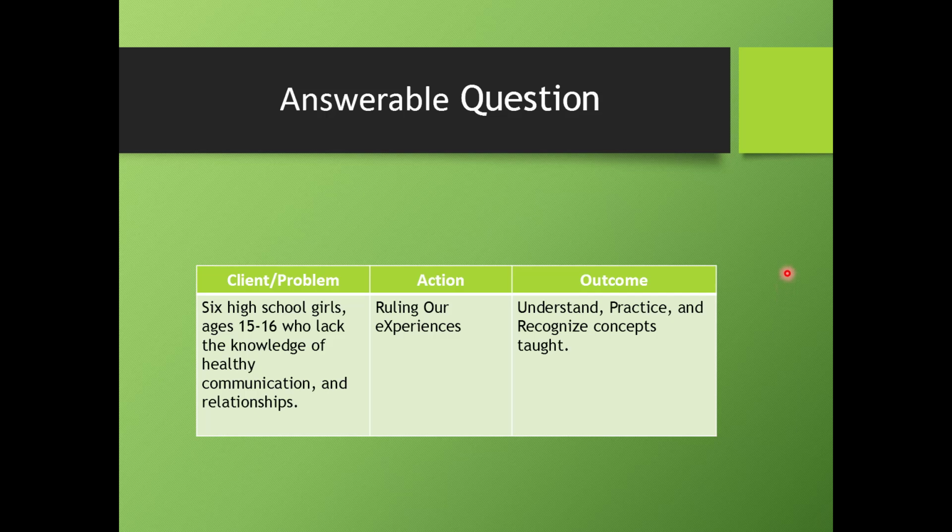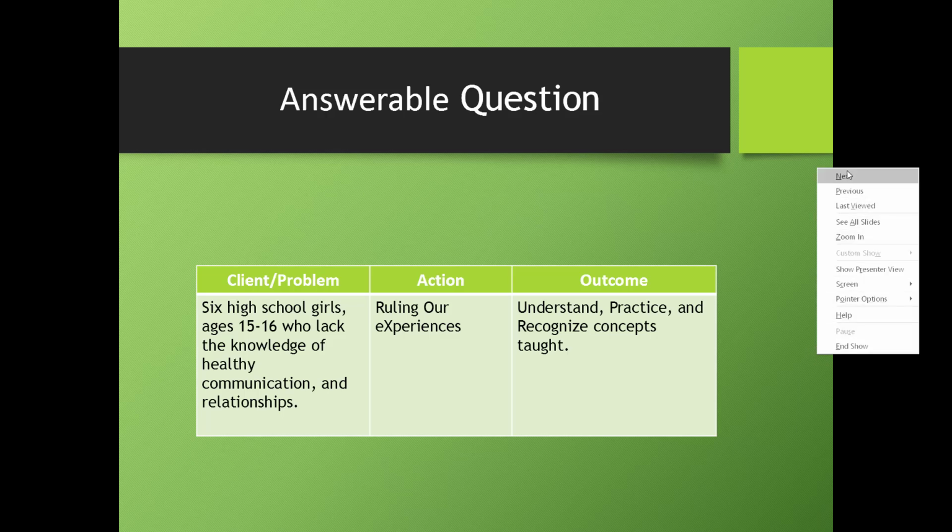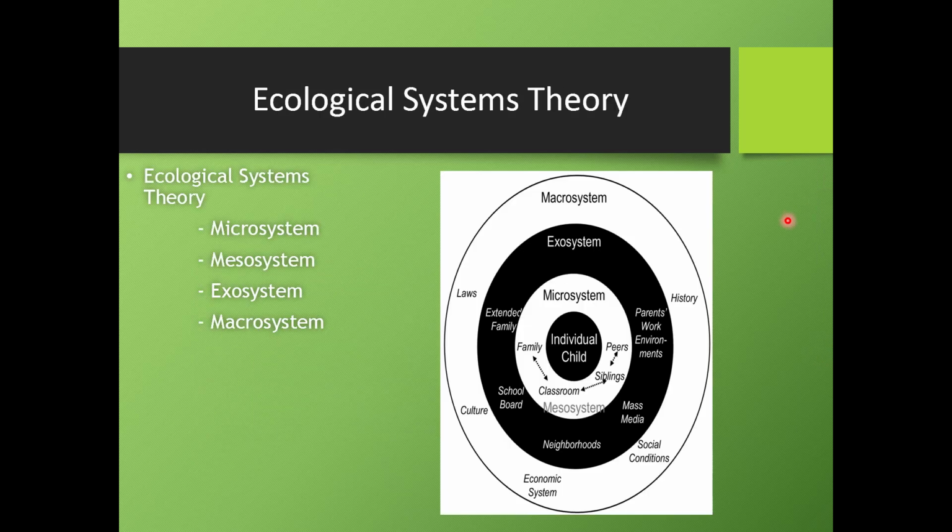This really isn't an answerable question, but she had high school girls who lacked knowledge of healthy communication and relationships that she was working with in a group. And this is the name of the program. Actually, it's called Ruling Our Experiences. And it focused on understanding, practicing, and recognizing some of the key concepts that were a part of the content. So she had an ecological theory of change.